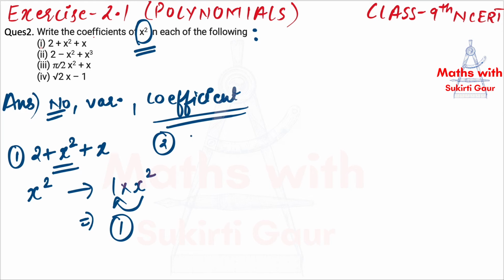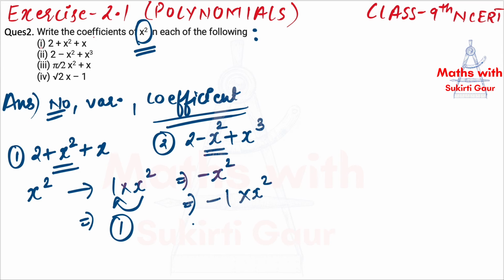In the second part, 2 minus x square plus x cube. Are we going to see any term except x square? No. Here also it is the middle term. So it is minus x square. We are going to take the sign as well. So it can be written as minus 1 into x square, because no numerical value we can see with x square. The coefficient of x square is the numerical value attached by the multiplication sign, which is minus 1.